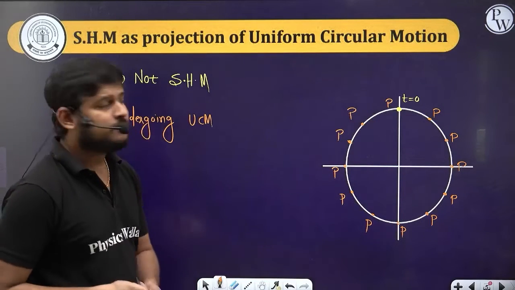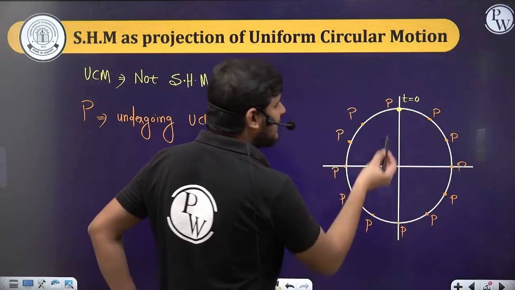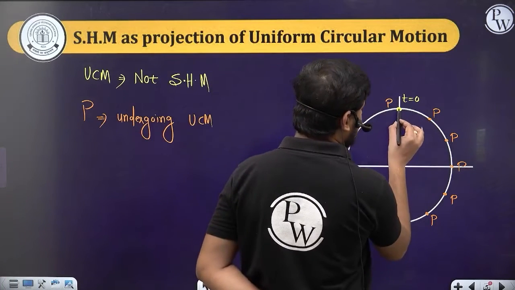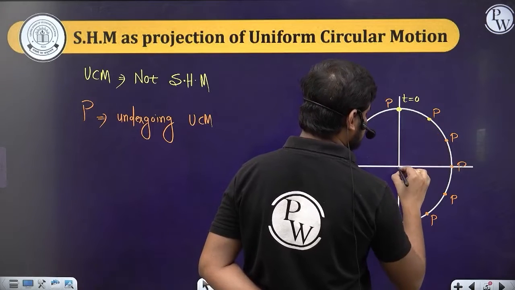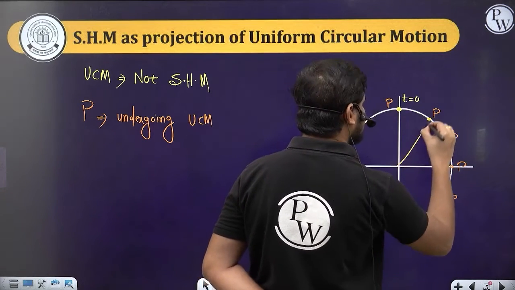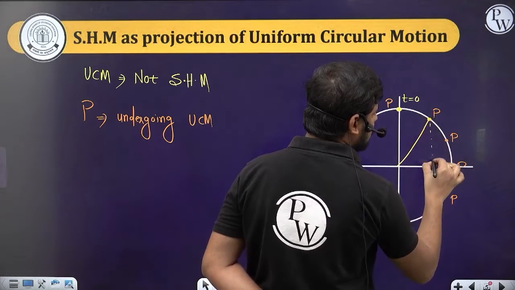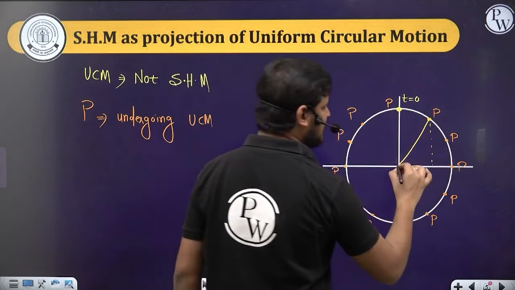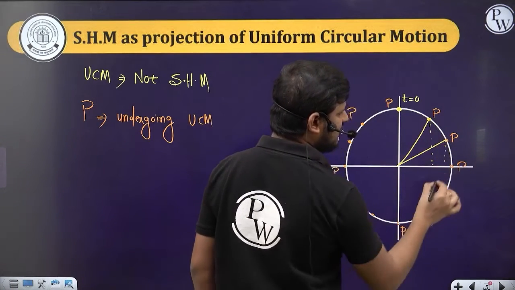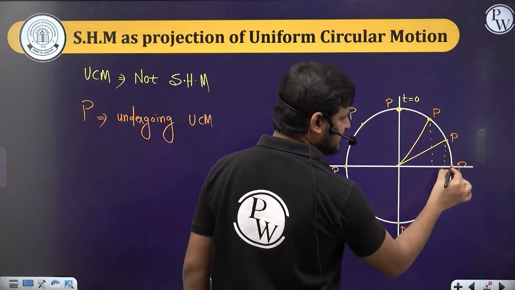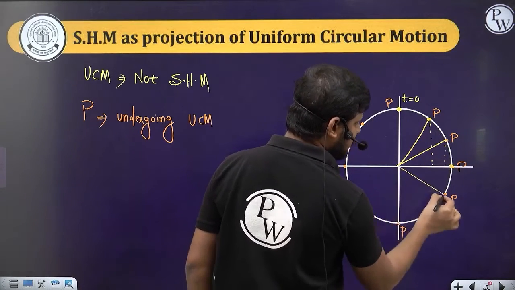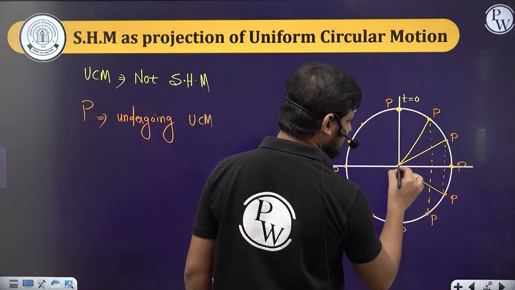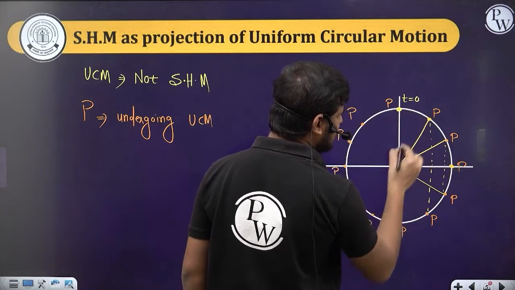Now the projection of this particle on any diameter will give the S.H.M. Let me explain carefully. Let's draw the projection of it on the x-axis, the horizontal diameter I am taking. When the particle is here, the projection on the x-axis will be here. When the particle reached here, the projection will be here itself. When the particle is here, the projection will be here. When the particle is here, the projection is here. Or you take one more point here.